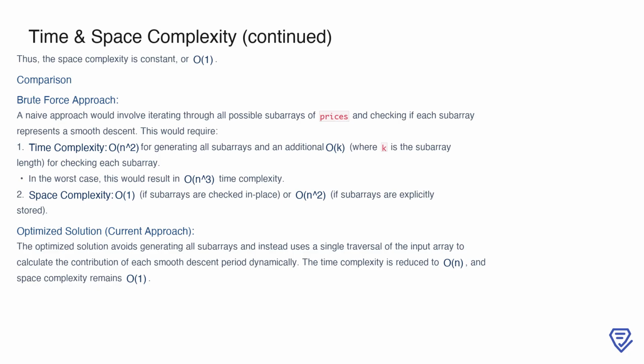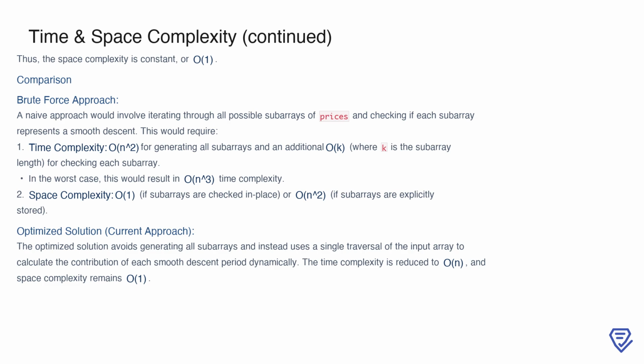To put our approach into perspective, let's compare it to a brute force solution. A naive approach would involve iterating through all possible subarrays of prices and checking whether each subarray represents a smooth descent. Generating all subarrays would take n squared time, and checking each subarray for the smooth descent property could add an additional k, where k is the length of the subarray. In the worst case, this could result in an n cubed time complexity.